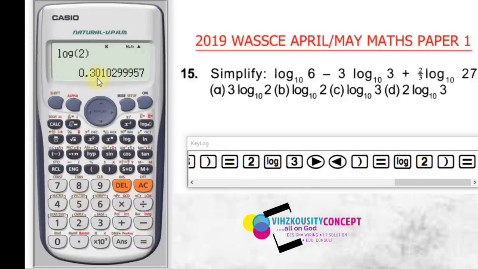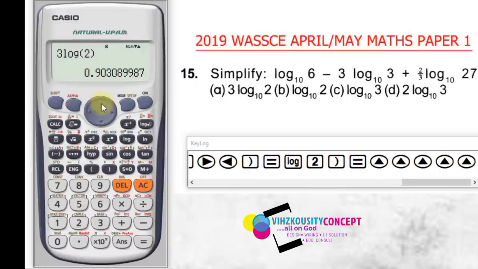Again, the option B, log 2, that's 0.3010, and if I'm to trace back to look at my equation, you can see it's the same as the answer to the simplification of the whole equation that we are given. So definitely the correct option here is option B, log to base 10 of 2. So option B is the correct answer.